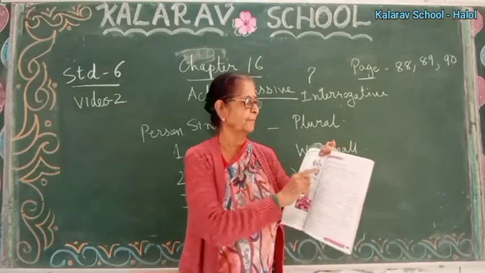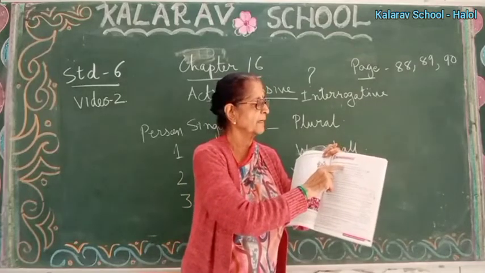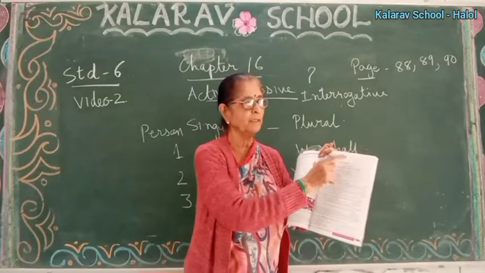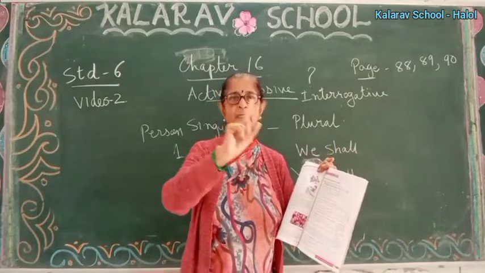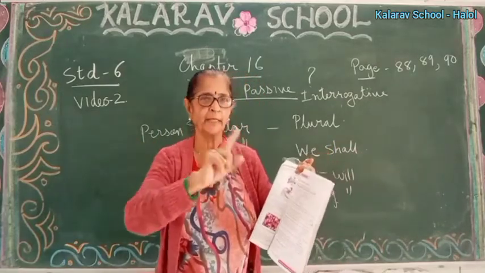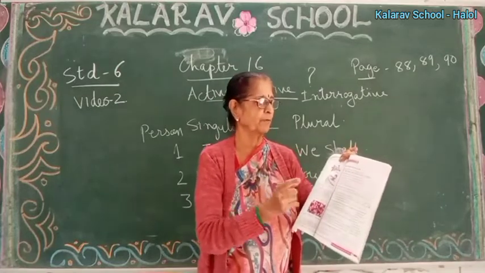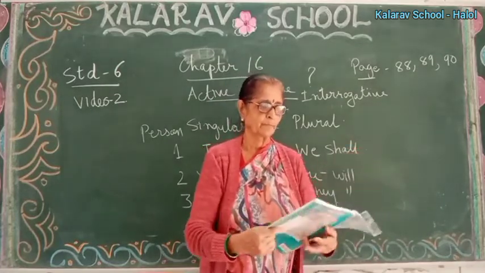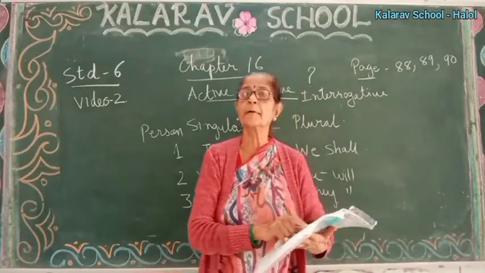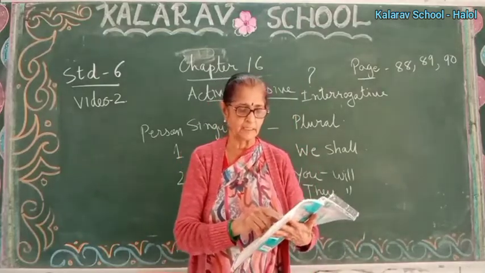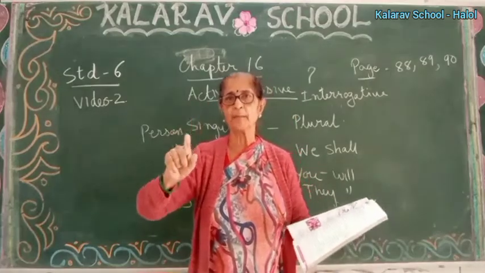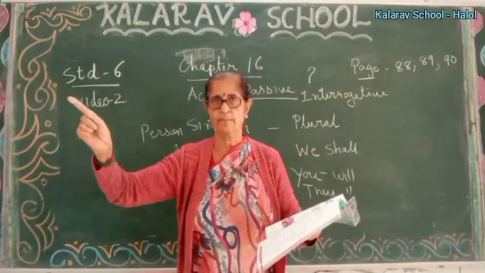Everything is filled, see? Give the past tense and past participle forms of the verbs given below. Sing, to sing, sang, sung. Break, broke, broken. These are given in the book. Find out everybody. Now here, fill in the blanks with the appropriate forms of the verbs given in brackets. Now BEB, B means is, am, are.